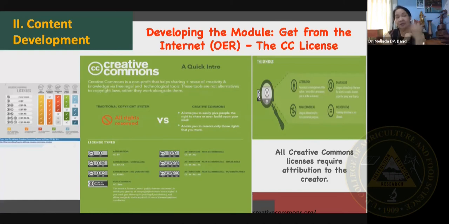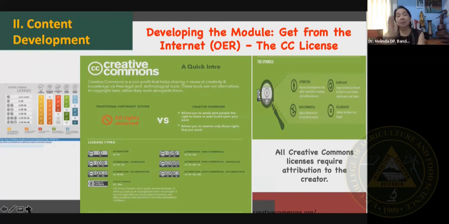And sabi nga nung ibang mga nakausap natin, when they started sharing their works for free under the Creative Commons license, mas marami daw silang kinita kasi mas maraming kumukuha sa kanila, tapping their services, expertise as consultants, etc. So ganun daw yung nangyari. So ito yung lagi naming sinasabi doon sa our colleagues, our fellow educators who are still hesitating to share their materials under the Creative Commons license.